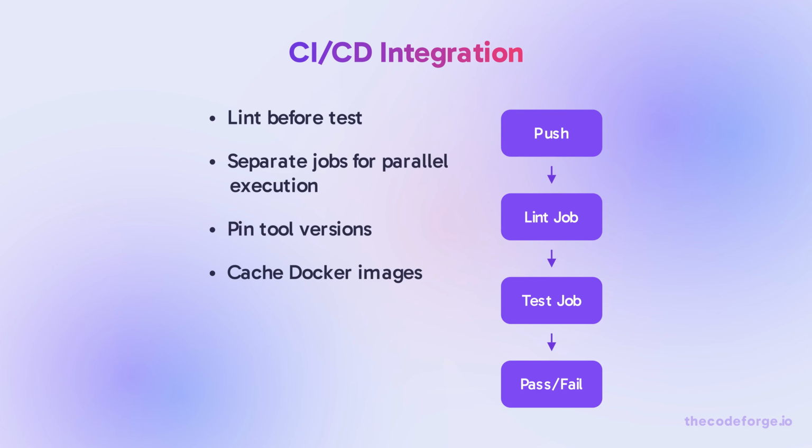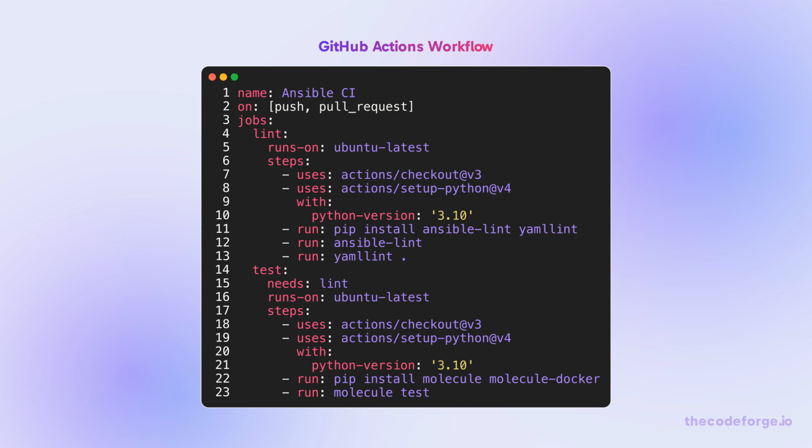In CI, always run lint before test to fail fast. Separate lint and test jobs can run in parallel. Pin tool versions in requirements.txt to avoid environment discrepancies. Cache Docker images to speed up pulls. This GitHub Actions workflow runs lint and test in separate jobs. The test job depends on lint passing. This ensures that syntax and style issues are caught before spending time on container provisioning.